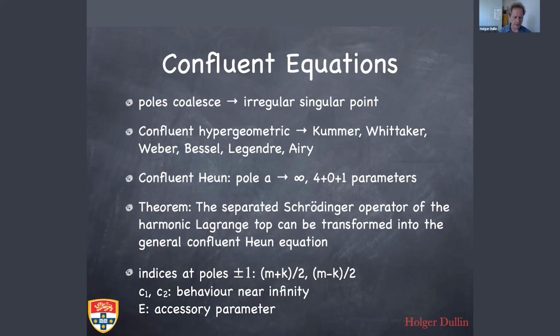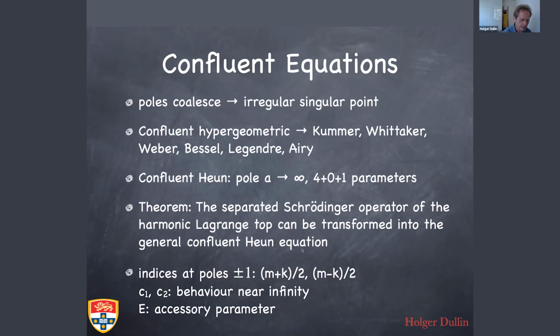Okay, and now the theorem I promised is very easy now to prove: the separated Schrödinger equation or Schrödinger operator of this harmonic Lagrange top, harmonic meaning with a quadratic term, can be transformed into the general Confluent Heun equation. And it's a straightforward computation. You need a Möbius transformation, and then you have to adjust the indices by multiplying your dependent function by certain powers, and then you end up in the standard Confluent Heun equation.